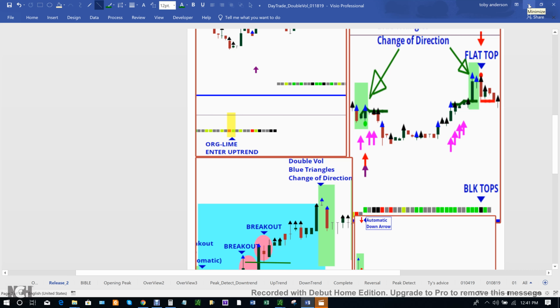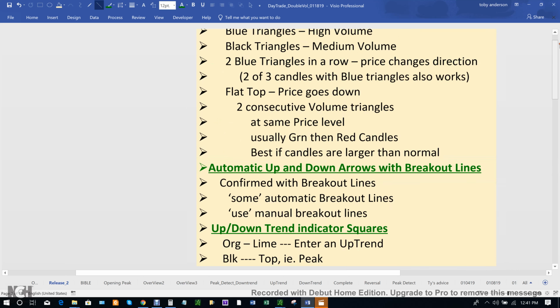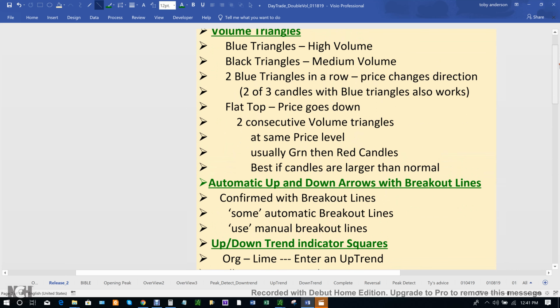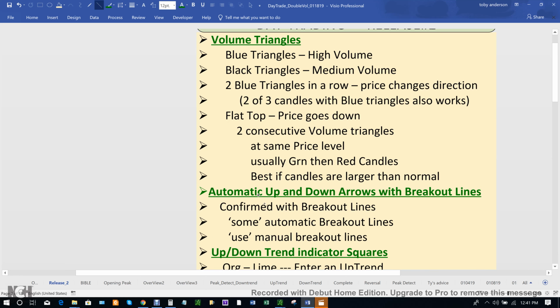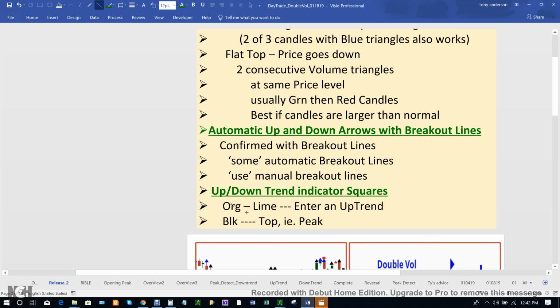Okay, so now you know all my indicators. Again, review, there's only 3 types. There's the volume triangles, there's the automatic up and down arrows with breakout lines, and then there's the up and down trend indicator squares. And you're looking for the orange lime combination, and then you have the black tops.